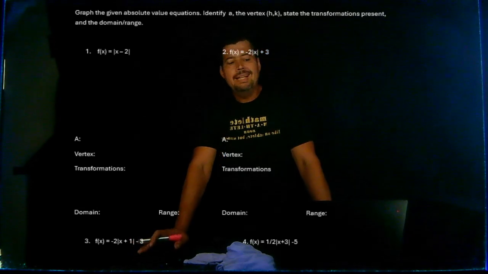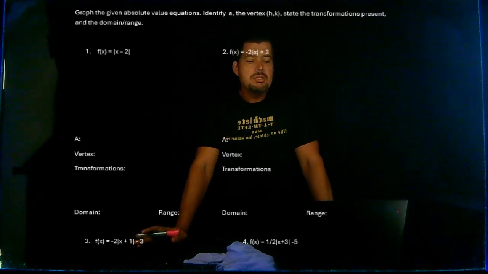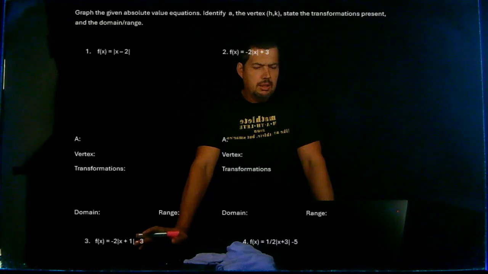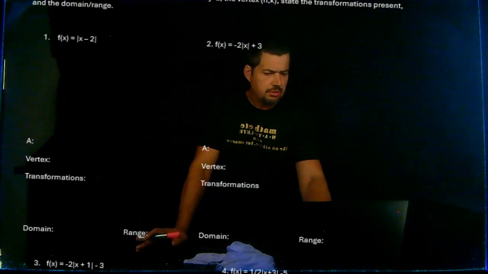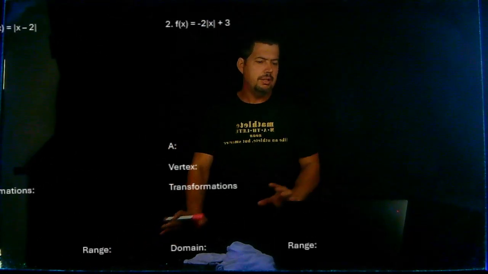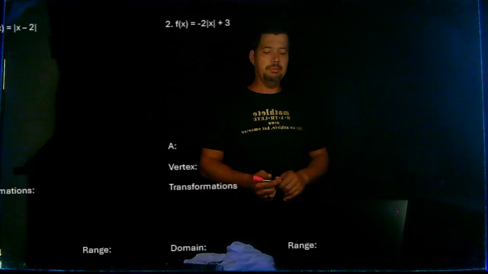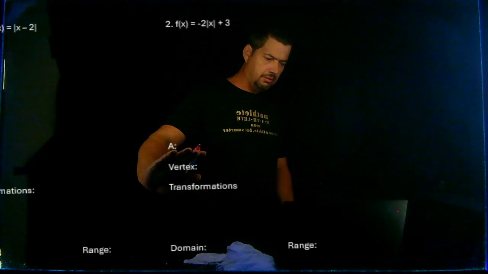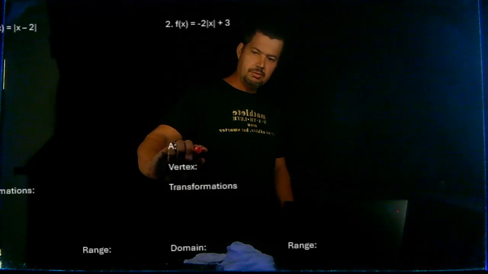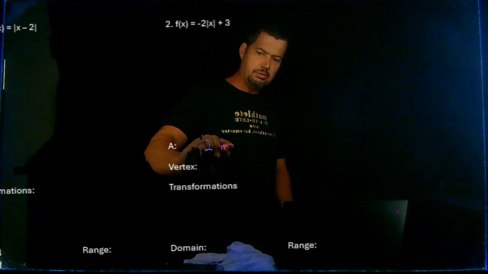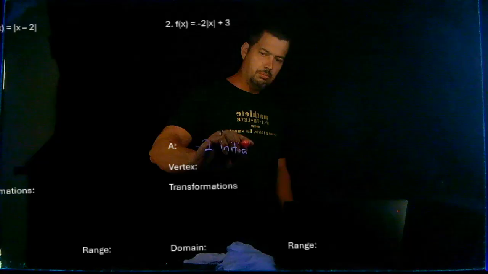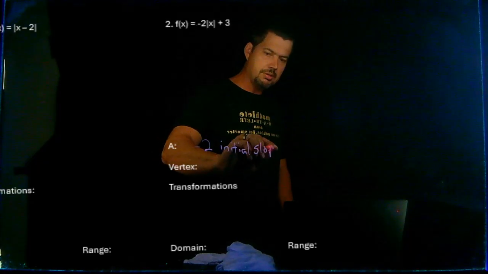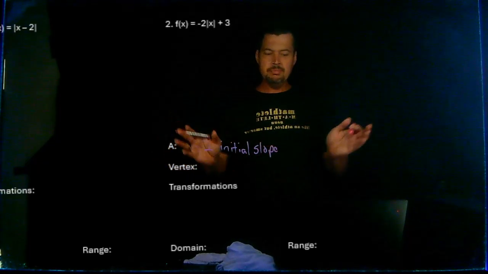All right, we're looking at P3, transformations of absolute value equations. Let's jump in and look at number 2. Your task here is to identify a whole bunch of things and graph it. The first thing you're supposed to identify is A, your initial slope, and A is -2. Remember that is the initial slope. For absolute value, it's always the slope because absolute value is linear.